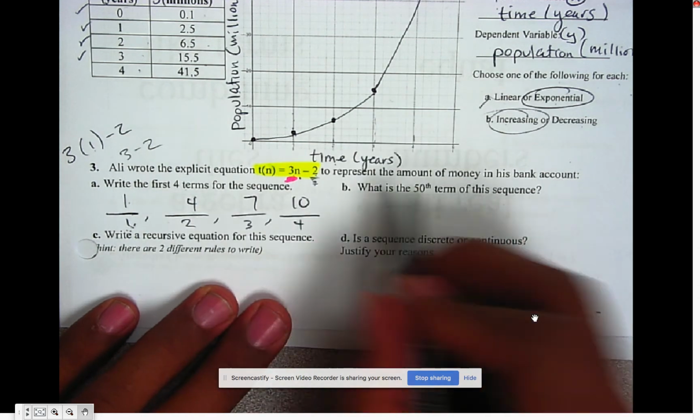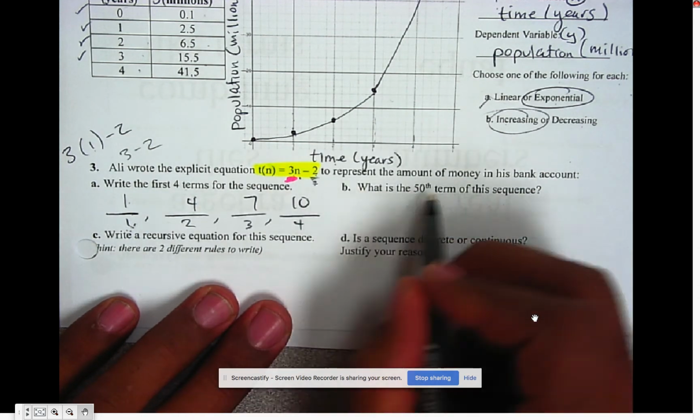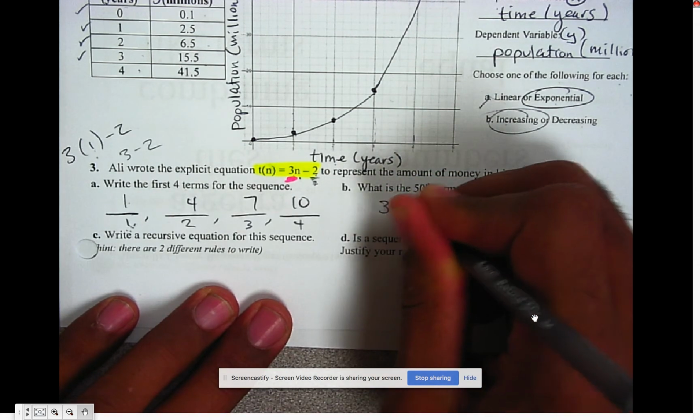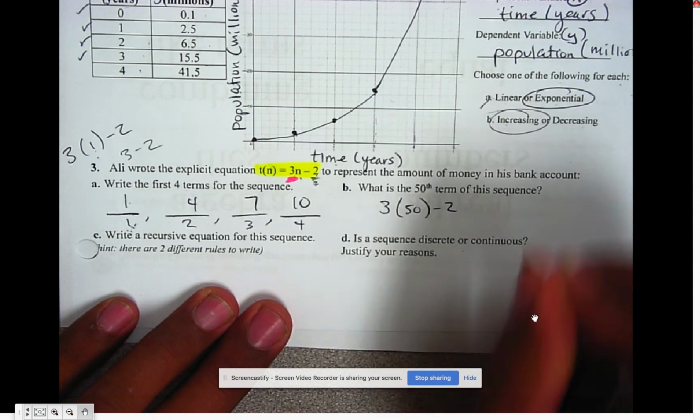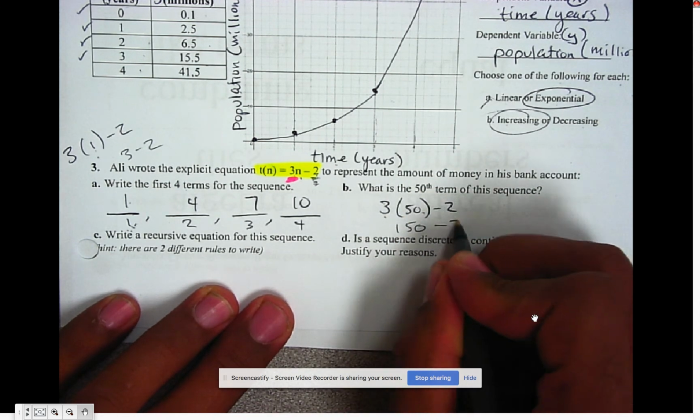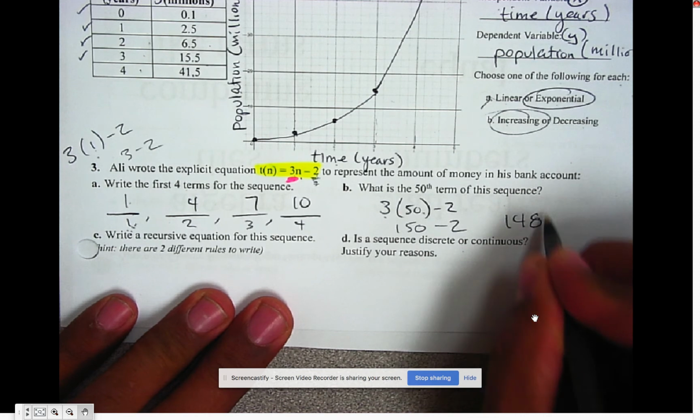Okay? So now to find the 50th, I'm going to do it the same way I found the first. I'm going to plug in the 50 to the n. So 3 times 50, that's 150. Then minus 2 is 148.